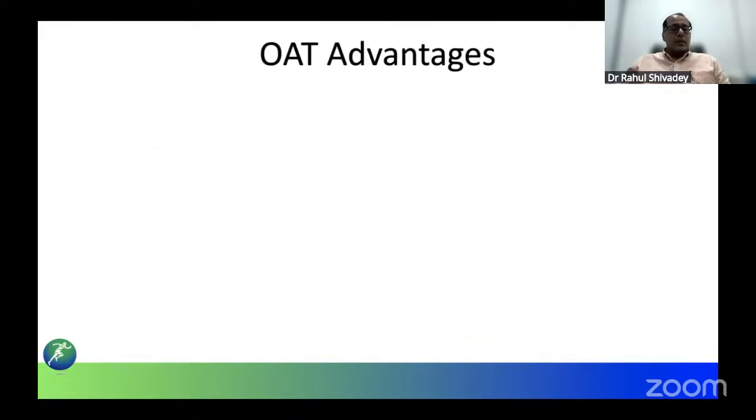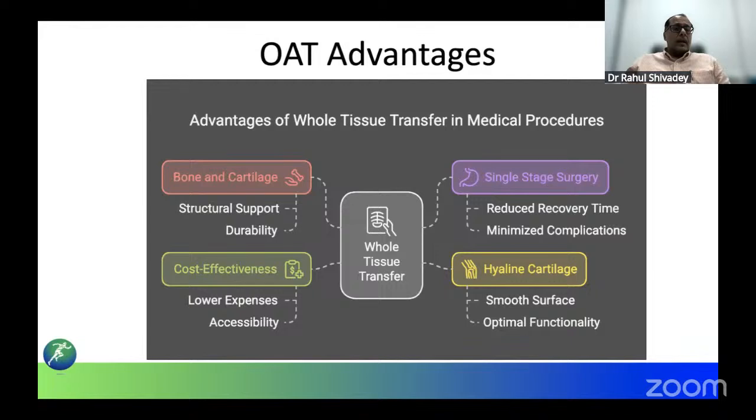So what are the advantages of OATS? Most importantly, OAT gives you complete bone and cartilage, which gives structural support and durability. It is a single-stage surgery, which is very important compared to MACI or ACI, where it is a two-stage procedure. It is very cost-effective. The instruments are reusable, the expenses are much lower, and you do not require any high-end labs to manufacture or culture your cells and provide them to you.